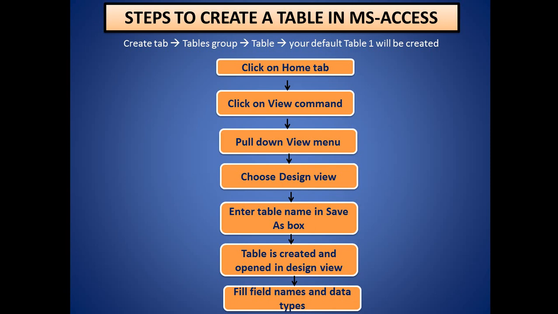pull down menu of view option will be displayed. You choose design view, enter your table name in save as dialog box. Table will be created and it will be open in design view. So in design view you will have to set your desired field names and data types.